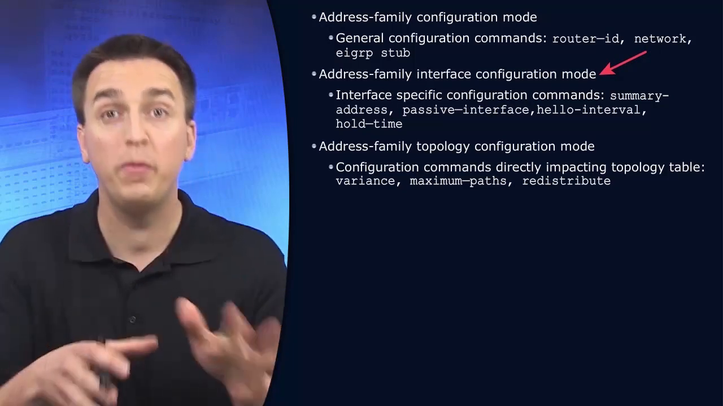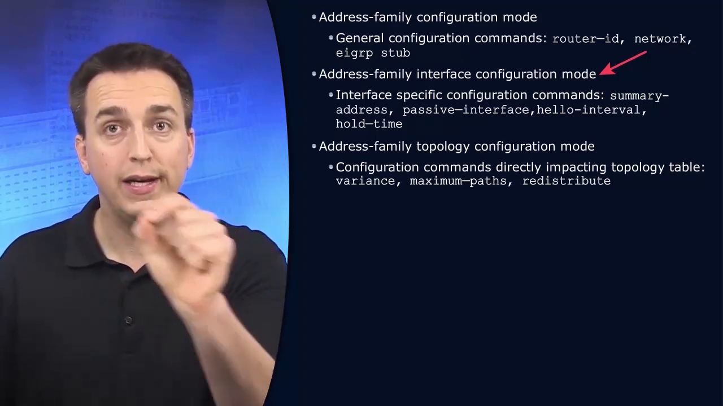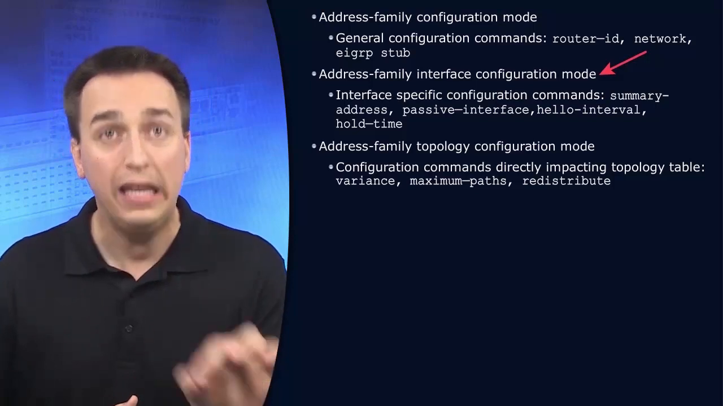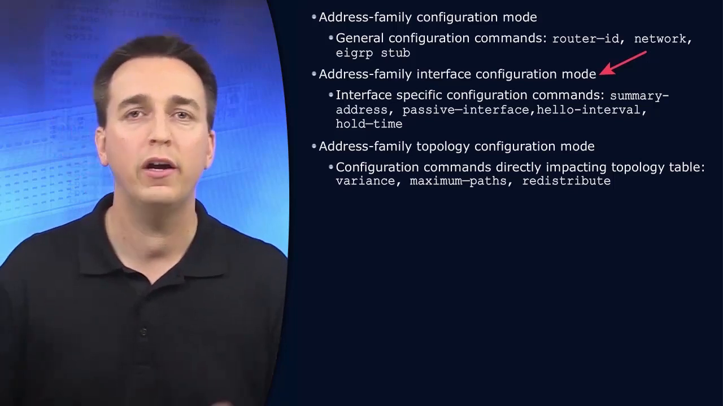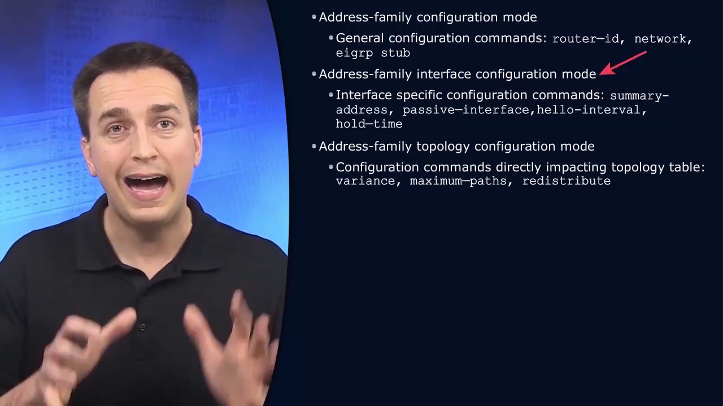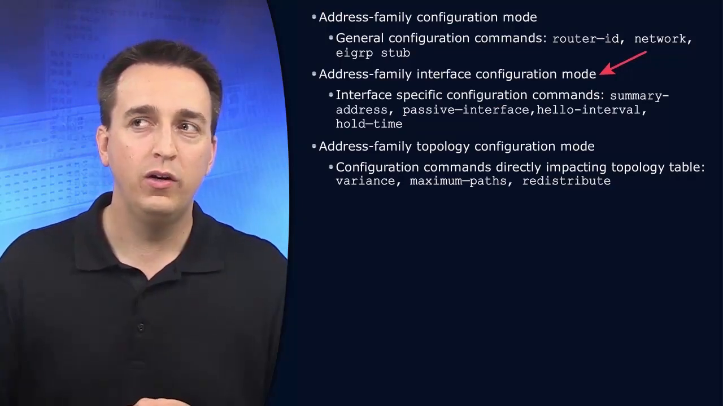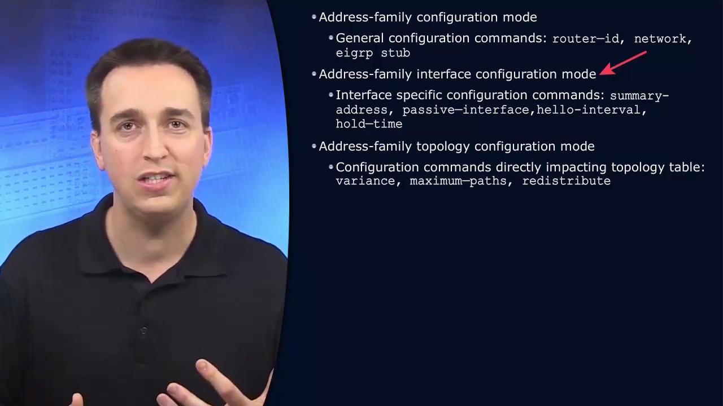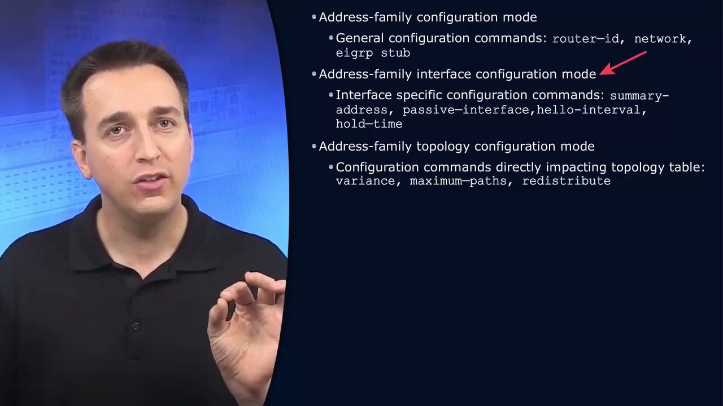What about passive interfaces? Well, before, passive interfaces were configured underneath what? The router EIGRP configuration mode. Well, not anymore. You do it in the address family interface configuration mode because it affects the interface. Specifically, you set your timers here as well. Your hello timer, your hold timers, all done in address family interface configuration mode. So we have a hierarchy here. And then we have topology configuration mode, which provides us with those commands that affect the topology table, like variance, maximum paths, redistribution. All that's in topology configuration mode.